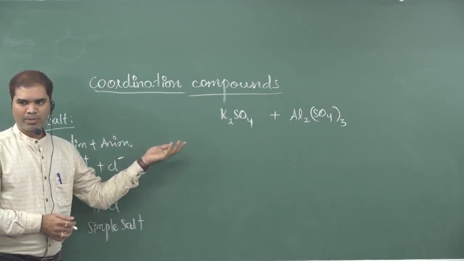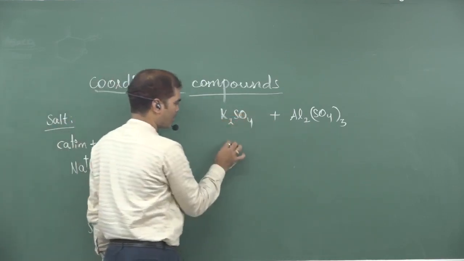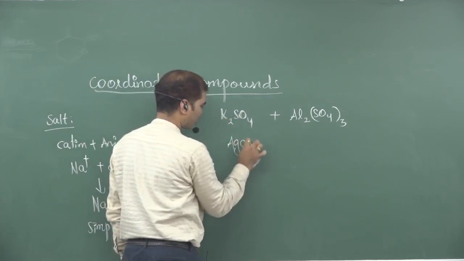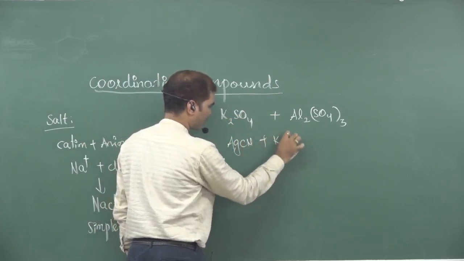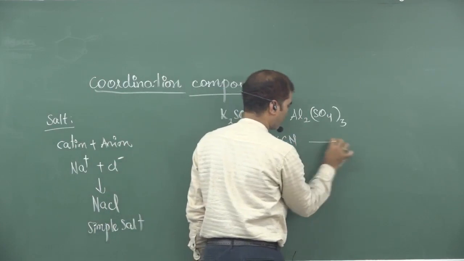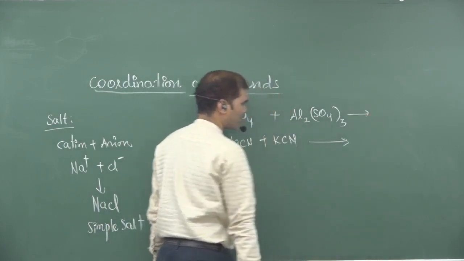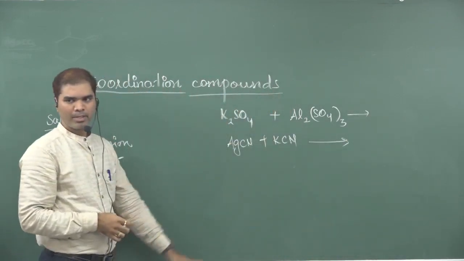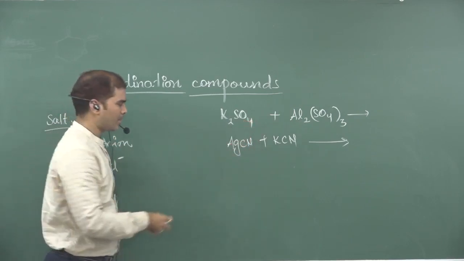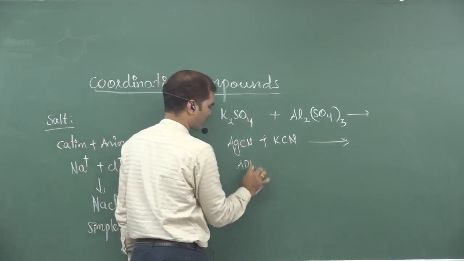What do those compounds called as? Suppose I have taken this. I have taken one more salt. I am taking one more salt. This will give you some product. This will also give you some product. So those products we call them as addition compounds.